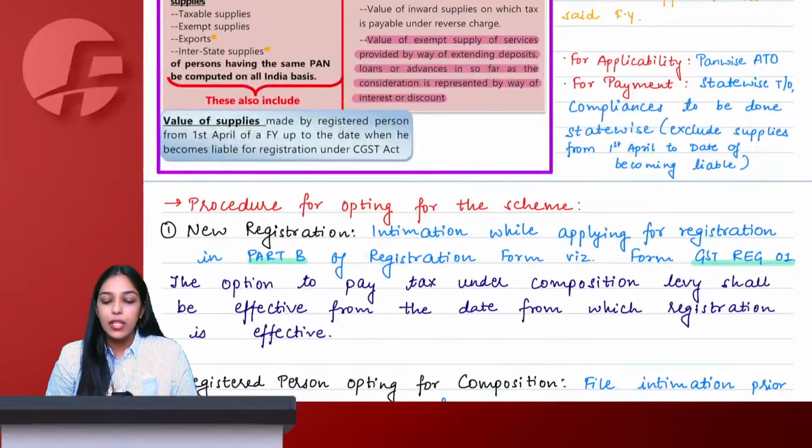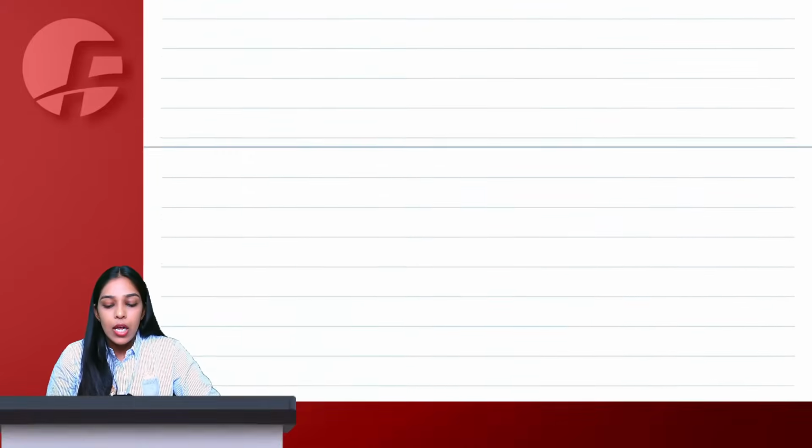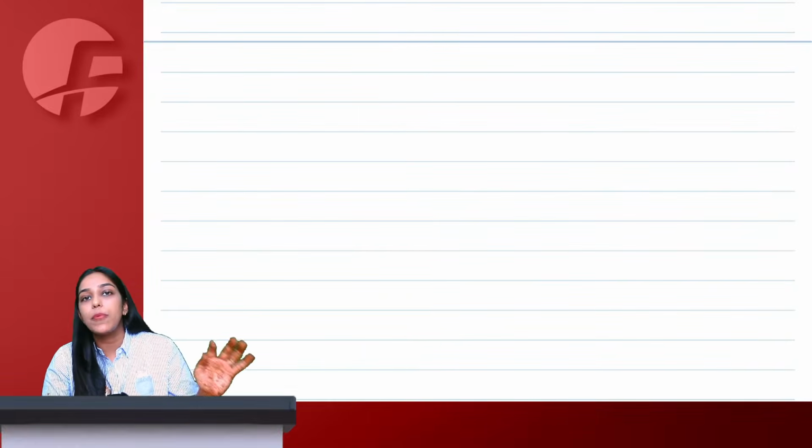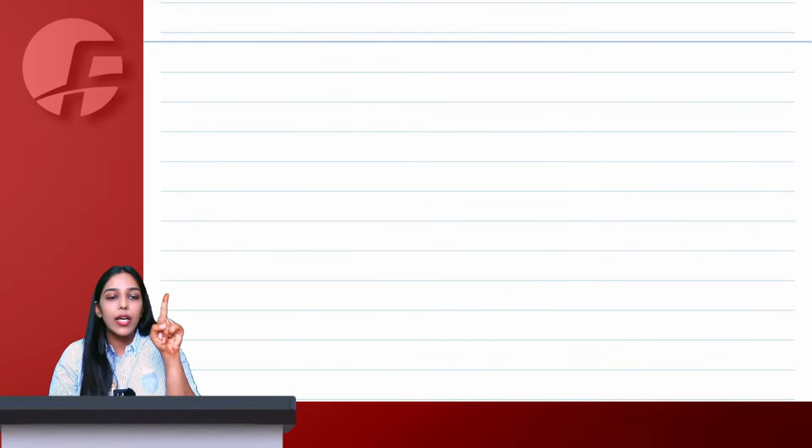So the definition of composition person simply says that it is a voluntary, optional kind of scheme where you have to file only one return for the entire financial year, which is GSTR 4. Only one return you will file for the entire financial year, which is GSTR 4.